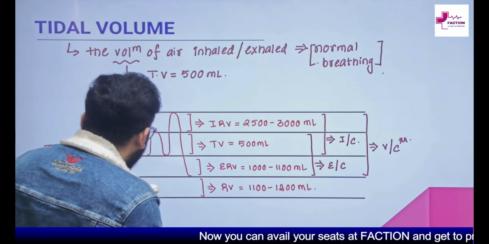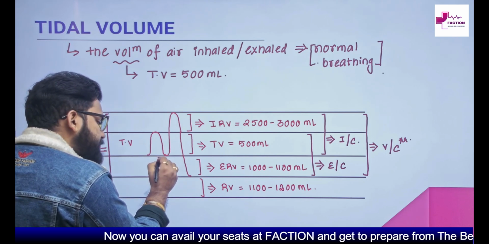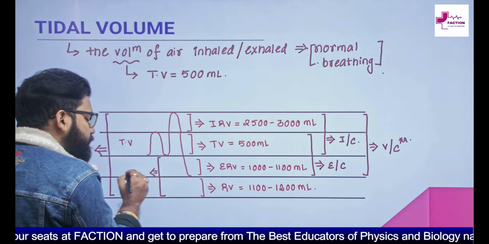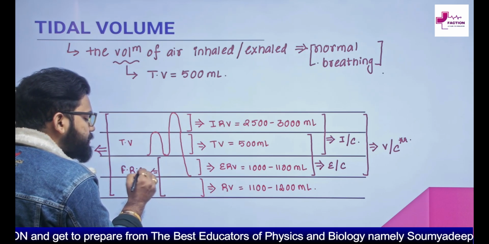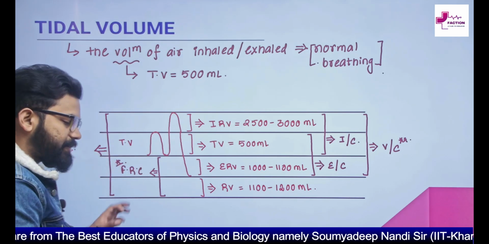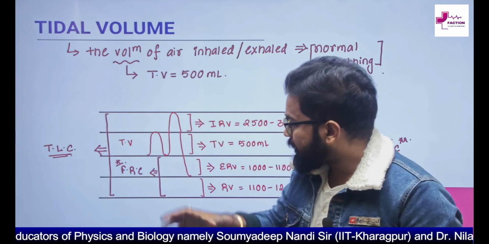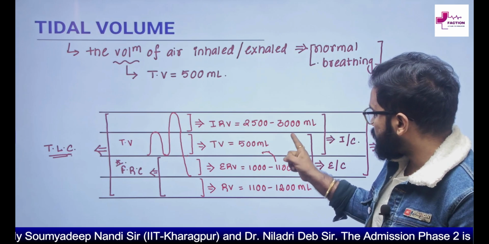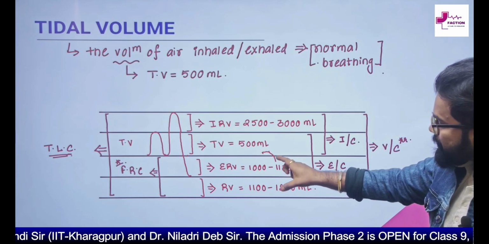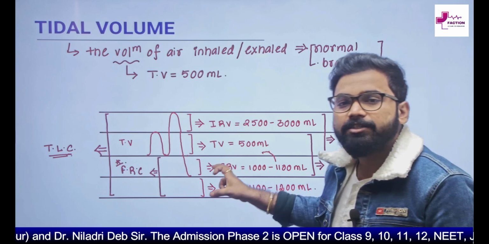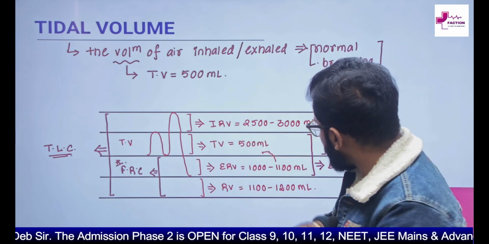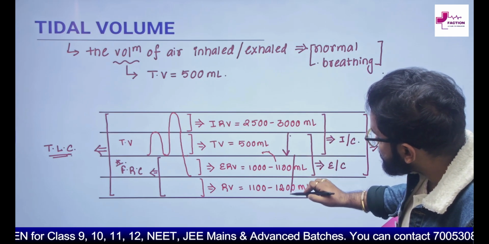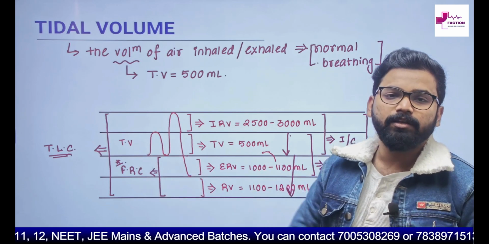Fine. There is one more capacity, that is ERV, expiratory reserve volume, and residual volume. This is known as functional residual capacity. How can you define functional residual capacity? You can define it as: after normal exhalation, that is tidal volume, the volume of air present in the lungs is called FRC, functional residual capacity. After a normal exhalation, that is up to this much, the volume of air present in the lungs is this much. Fine.